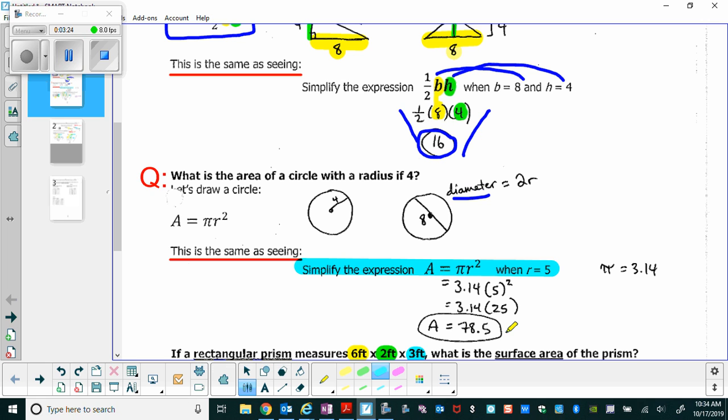And so what we're saying, folks, is that in elementary school, when you've done some of the math for an area problem, right here you simplified a numerical expression.